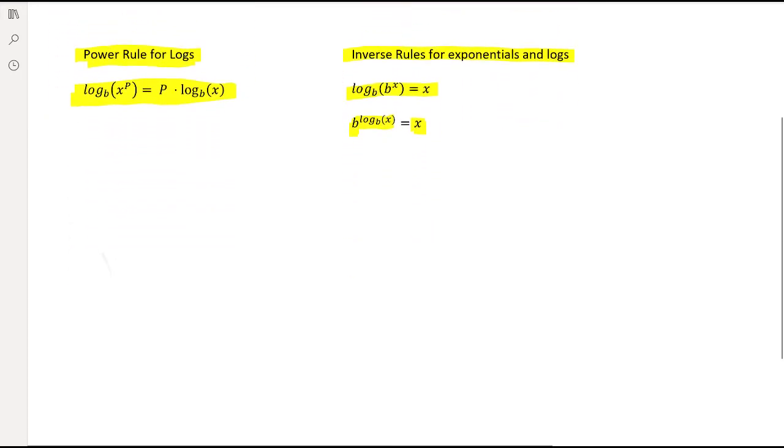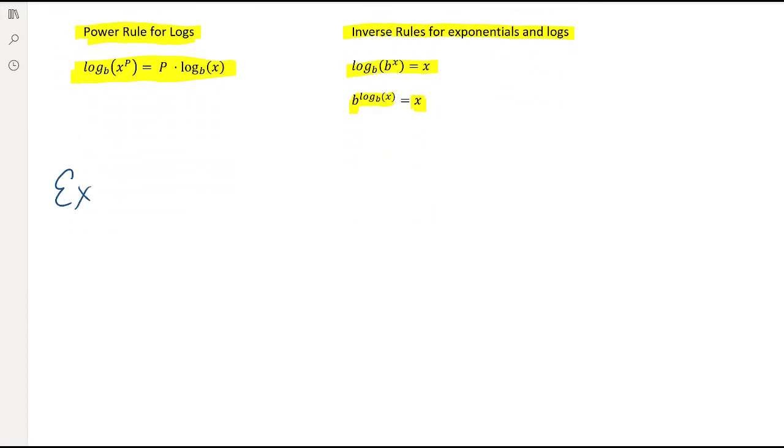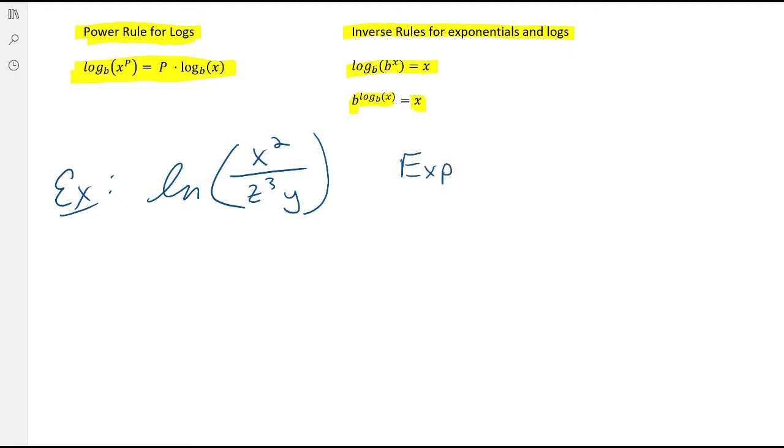All right, here we go. For example, suppose we had the natural log of x squared divided by z cubed times y. Let's say we had that, and let's say the question asked us to expand the logs. So they want us to expand that single log into separate logs with no exponents. Okay, and I'll explain what that means in just a second. Okay. So what does this mean?